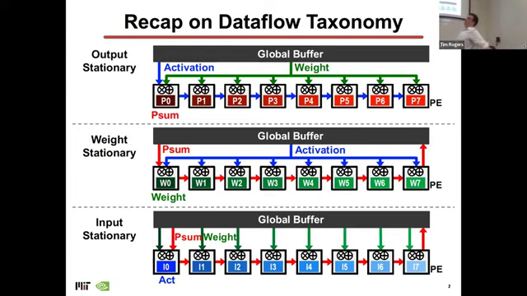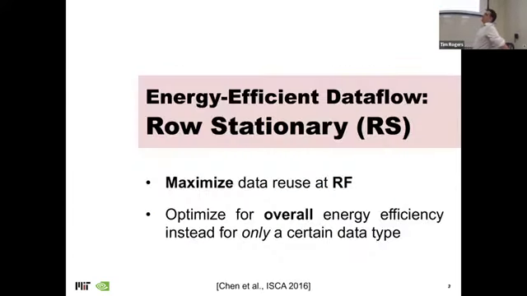And so the folks from MIT that did this tutorial came up with what they call a different way. Instead of just keeping one flavor of the three components stationary, let's try to maximize reuse across all three of the flavors. So not just keep one thing stationary. Keep some of each flavor stationary, instead of having it be one or the other. That's kind of the idea.